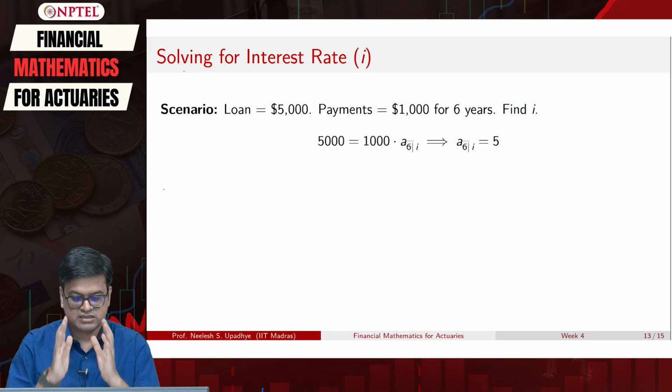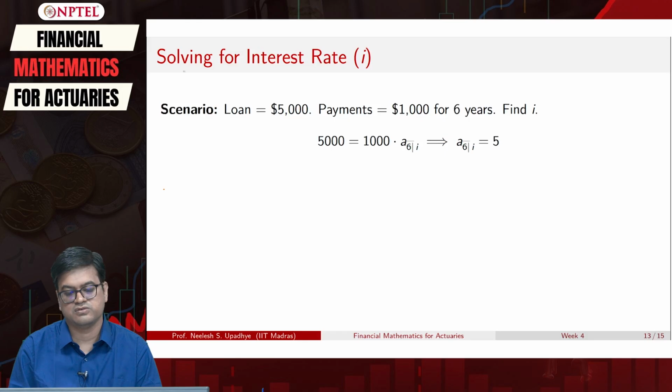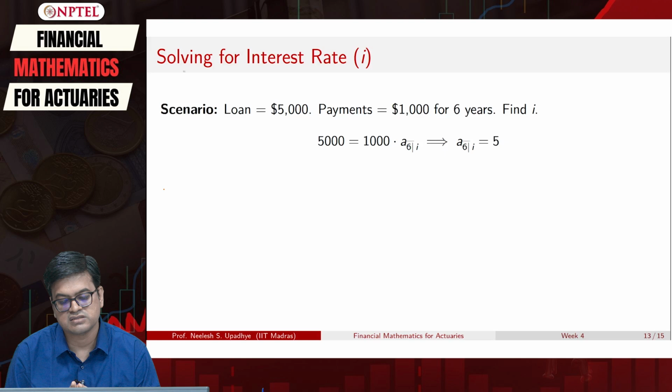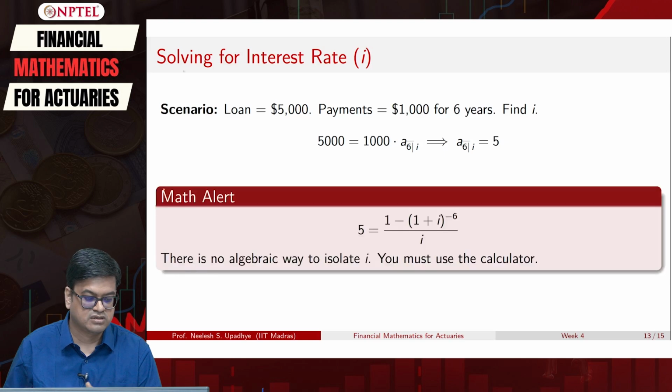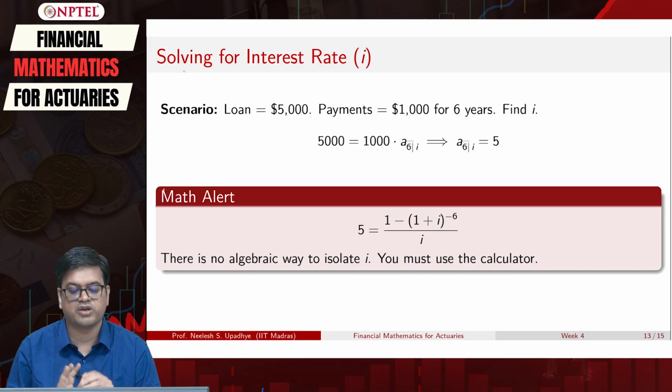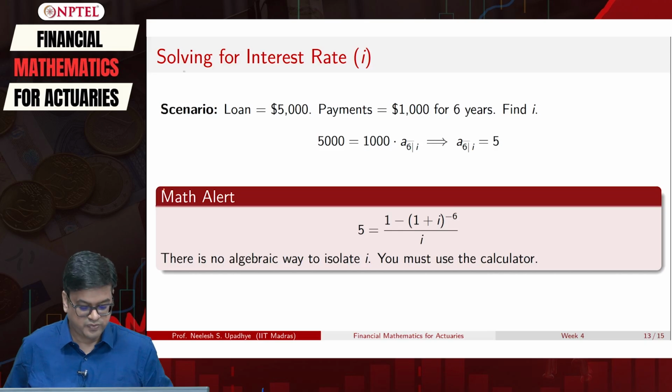Very simple. Again I will use the same formula: 5,000 equals 1,000 times annuity a-6 at rate i. Instead of n, now i is unknown. So essentially it reduces to a-6 at i being equal to 5. You just solve this using math: 5 equals 1 minus (1 plus i) raised to minus 6, upon i. Can you solve it? You can do some algebraic tricks, but you may not be able to solve it. However, you can solve it using our calculator in a very easy way.